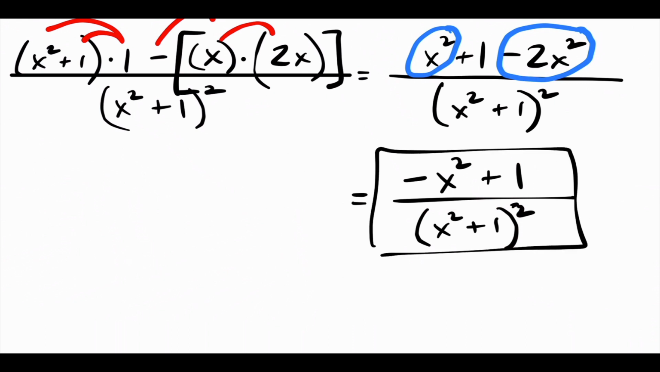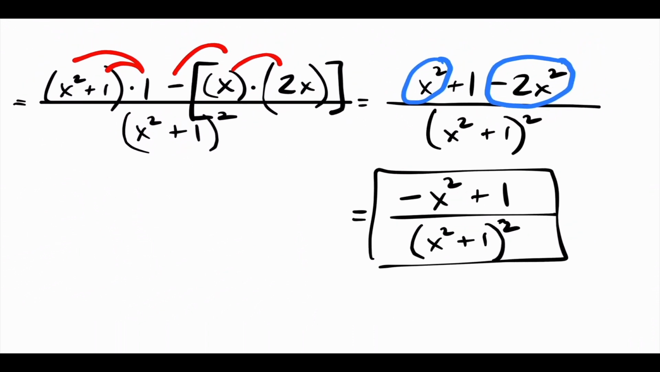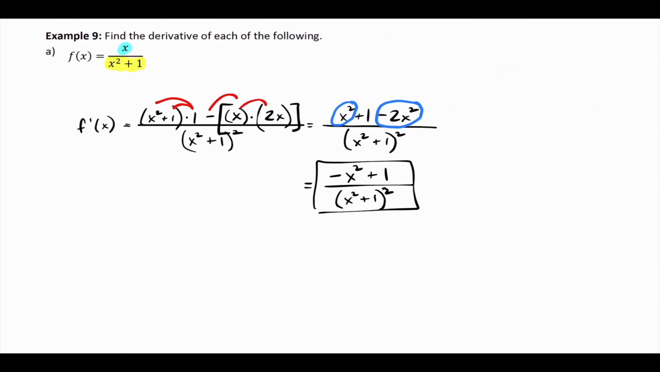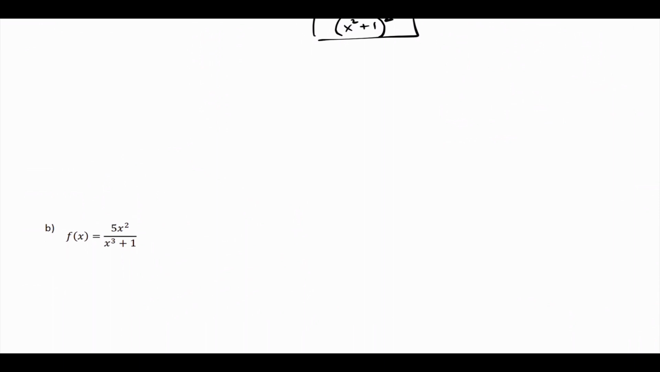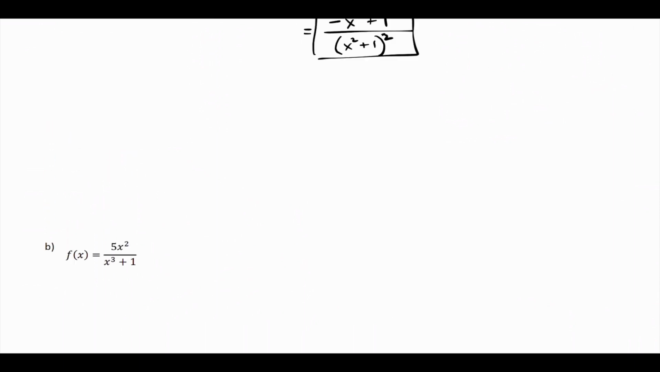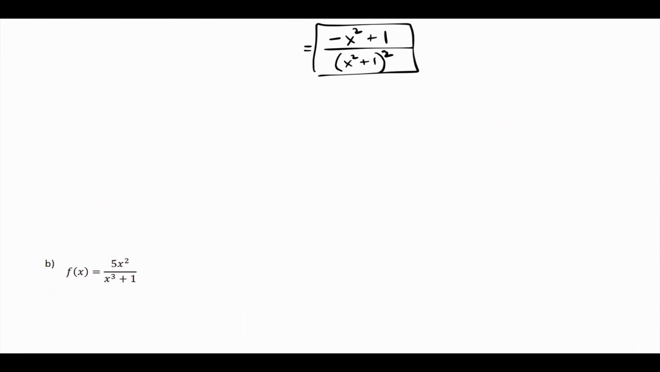Done. Shouldn't that be just 2x or is it 2x squared? The top, on the top you mean? Yeah. Well, I combine these two guys, right? So they're both x squared, so they need to keep their x squared. Oh. Okay. That's, like I said, that's the quotient rule. All right. I want you to try B on your own. Try B on your own. See what you get.